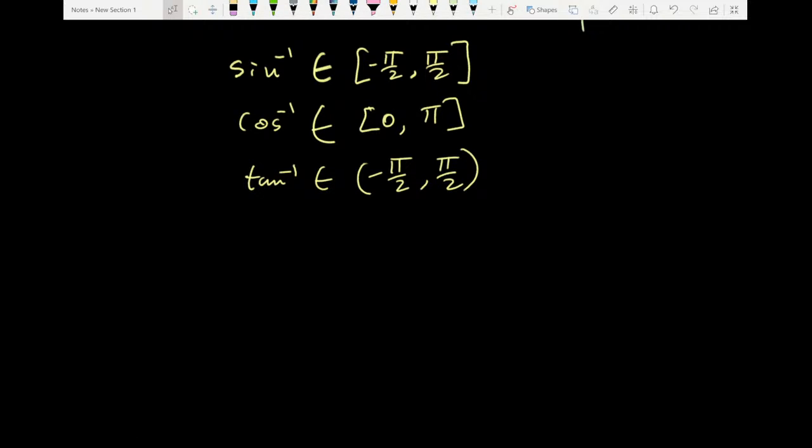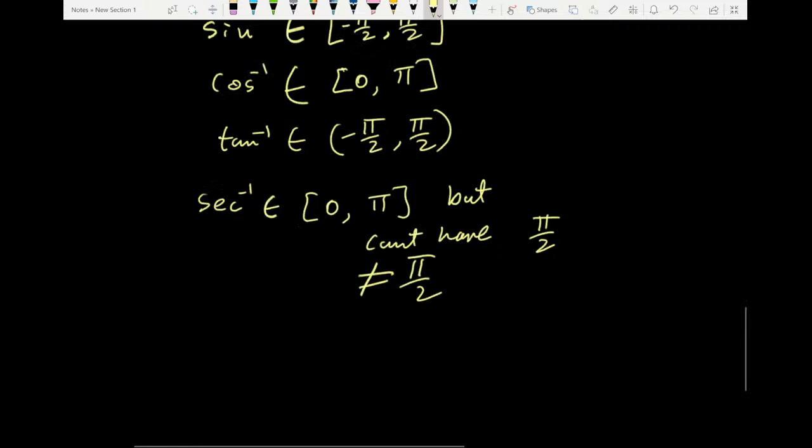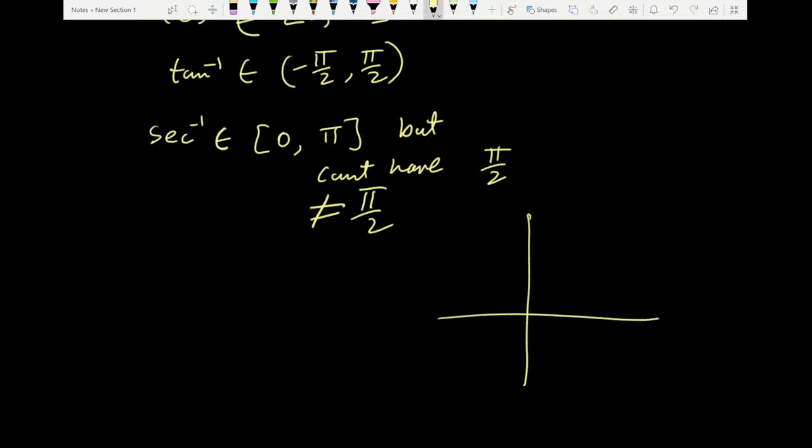So now I'm going to give you secant inverse. Secant inverse lives in 0 to pi, but it cannot equal pi over 2. So if you look at the graph of that, secant inverse would be from 0 to pi, but with an open circle right over here.